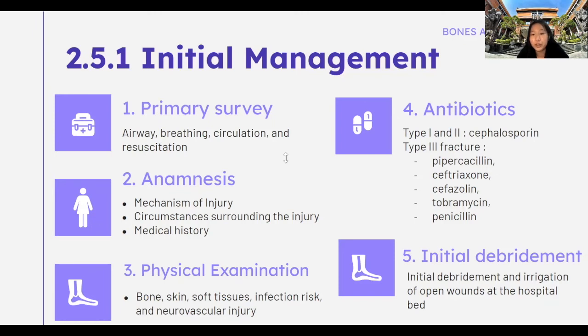The antibiotic choices for type 3 fracture are piperacillin, ceftriaxone, cefazolin, tobramycin, and penicillin. Number 5 is initial debridement. This initial debridement and irrigation of open wounds can be done at the hospital bed to remove the accessible contaminants and reduce the risk of infection. Okay, I think that's it for the initial management.